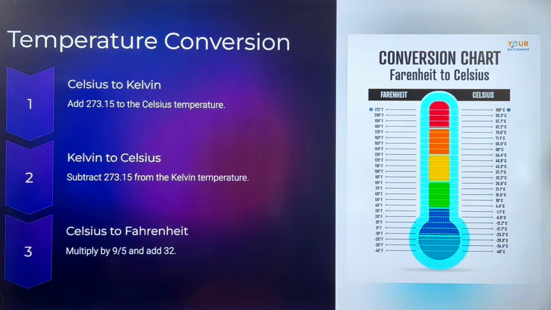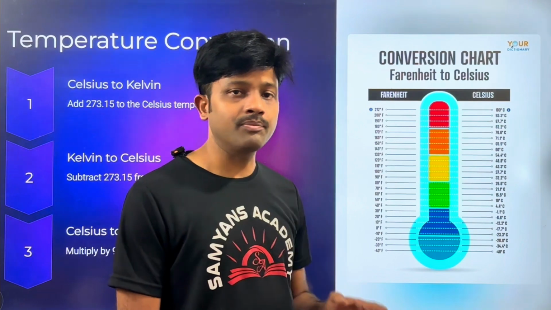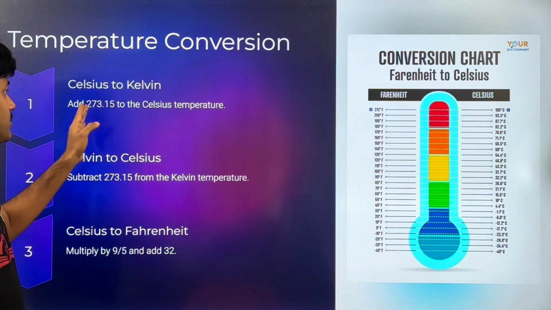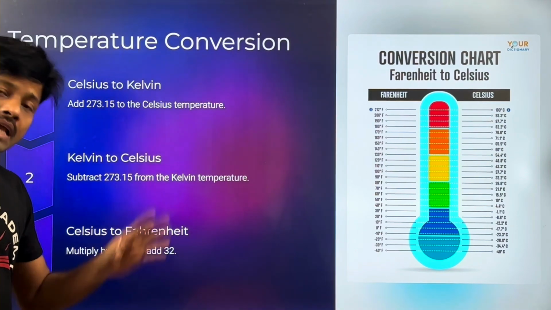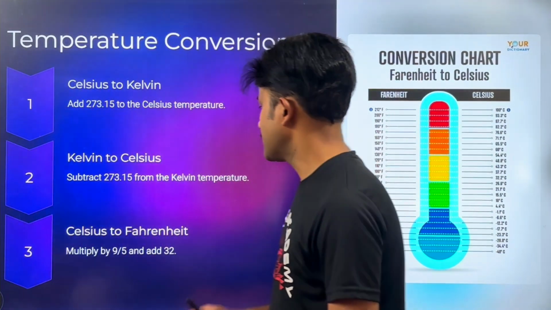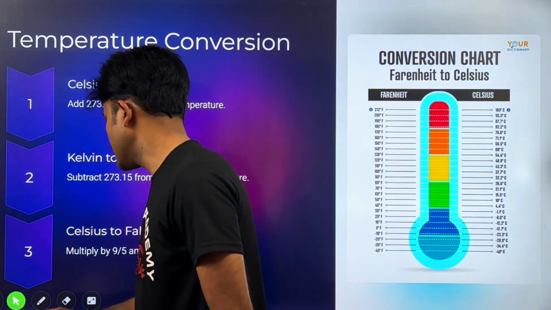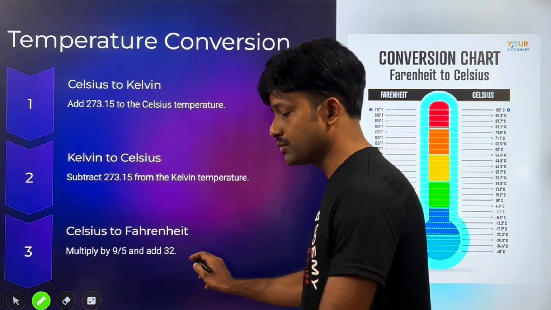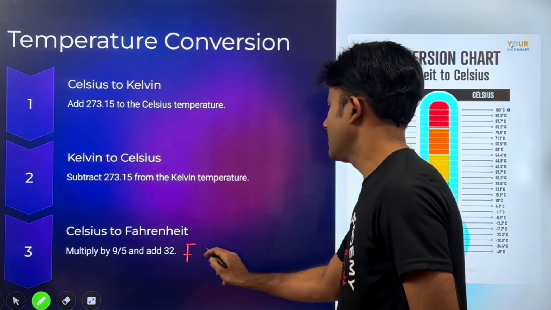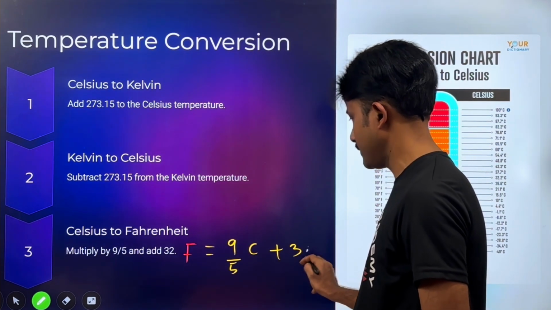Now yes, temperature conversions are there. Just now we discussed that to convert Celsius into Kelvin, you add 273. Kelvin to Celsius, you subtract 273. And Celsius to Fahrenheit, multiply by 9 by 5 and add 32. So this is the formula. What is the formula for Celsius to Fahrenheit? F equals 9 by 5 times the Celsius value plus 32.